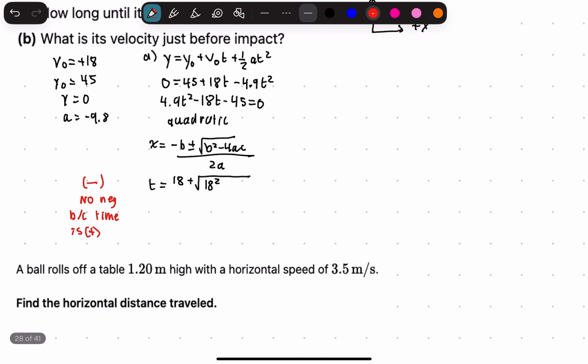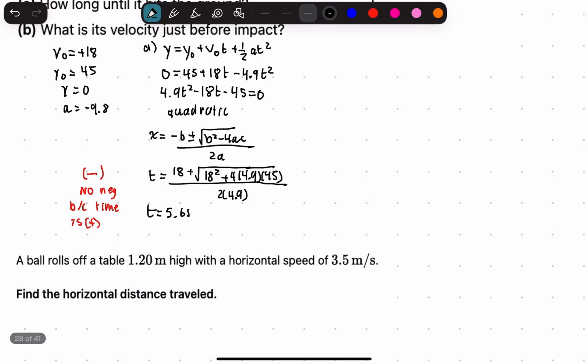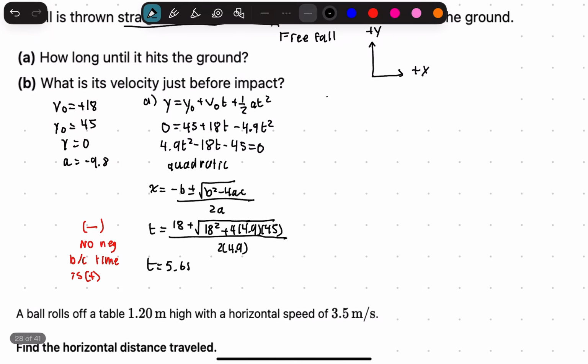So we have 18 squared plus 4 times 4.9 times 45, divided by 2 over 4.9. If you type that into your calculator, you're going to get t is equal to 5.6 seconds. So now let's solve part B.